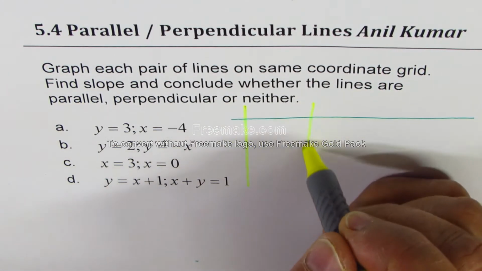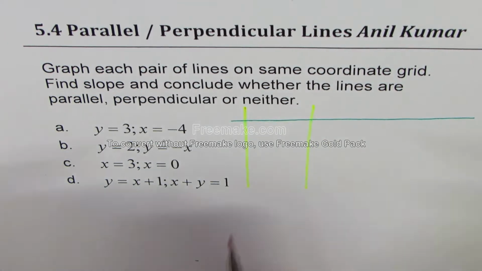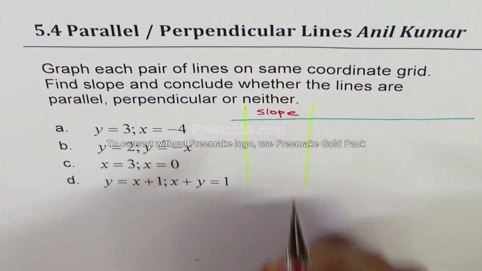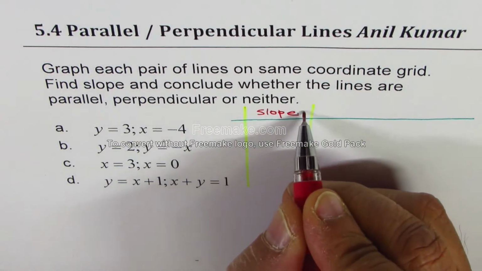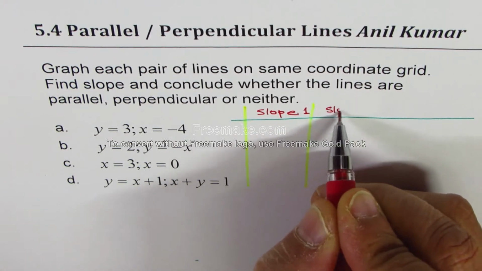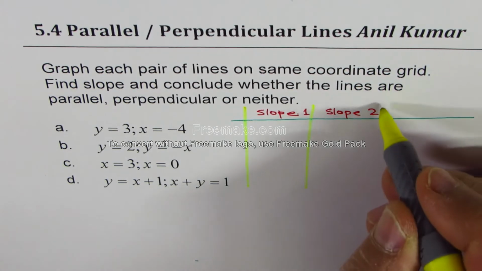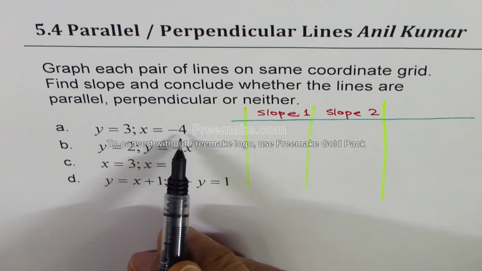So we'll make a column for slopes. We say slope of each line. There are two lines, so we'll say slope of line 1 and slope of line 2. Okay, so we'll have two columns. The first one here is y equals 3 and x equals minus 4.